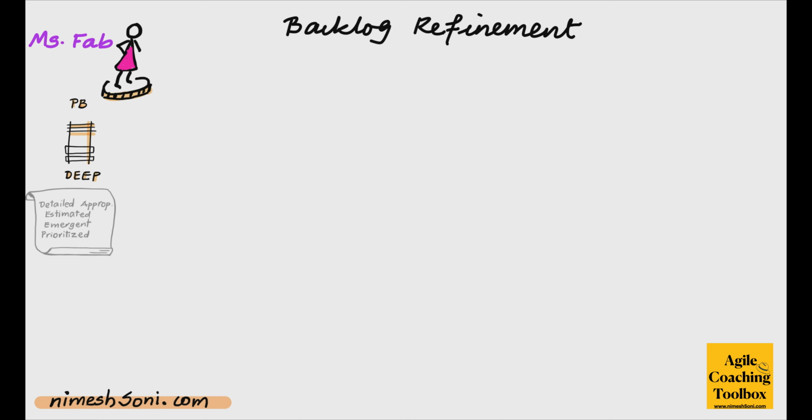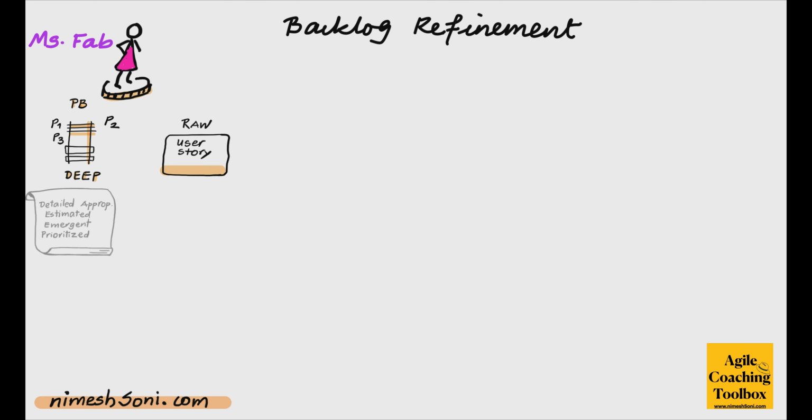Our product owner, Miss Fab, has been looking at the product backlog. She's maintaining it and looking at the items, and let's say she has prioritized the top 3 items. So we know the priority 1, P1, P2, and P3. These are the 3 priority items that the product owner wants the team to work on in the near future. That near future could be the next sprint or the sprint after that. So she has the stories written for these P1, P2, P3.